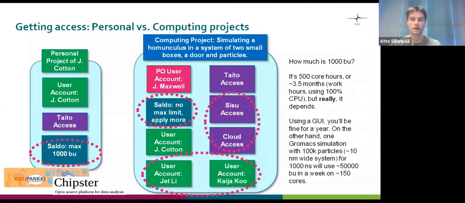And also, how much is this 1,000 billing units? Well, it's 500 core hours, and if you run with one CPU full time, or you have one CPU allocated for you, it would be 3.5 months. But really, it depends. If you do some molecular dynamics and you run using multiple cores at the same time, you could actually burn a lot of CPU time in a week.